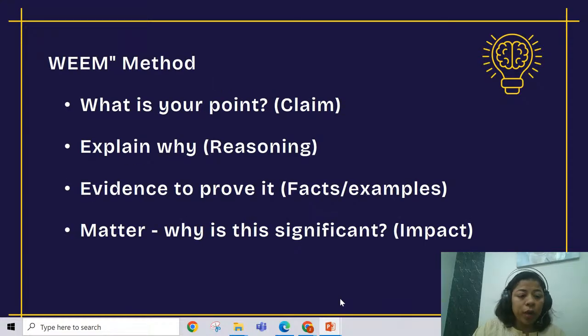So to write a developed point, we are going to use a method called WEEM. This method talks about, one, what is your point? What is the claim that you're making? Two, explain why. You have to give the reasoning. Three, evidence to prove it: facts and examples. And four, matter.